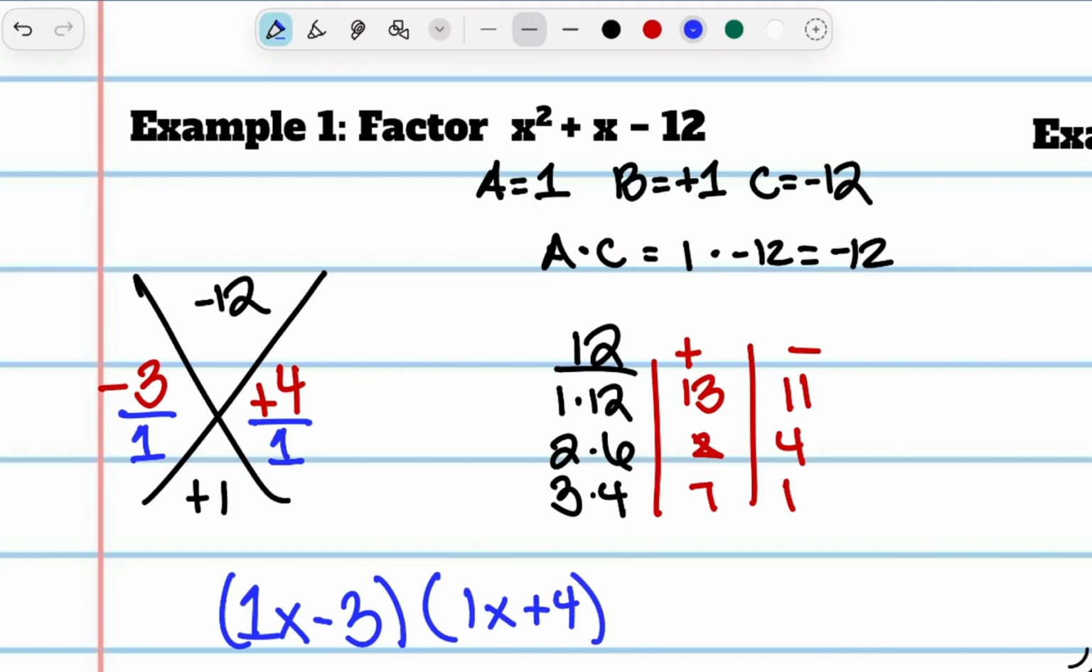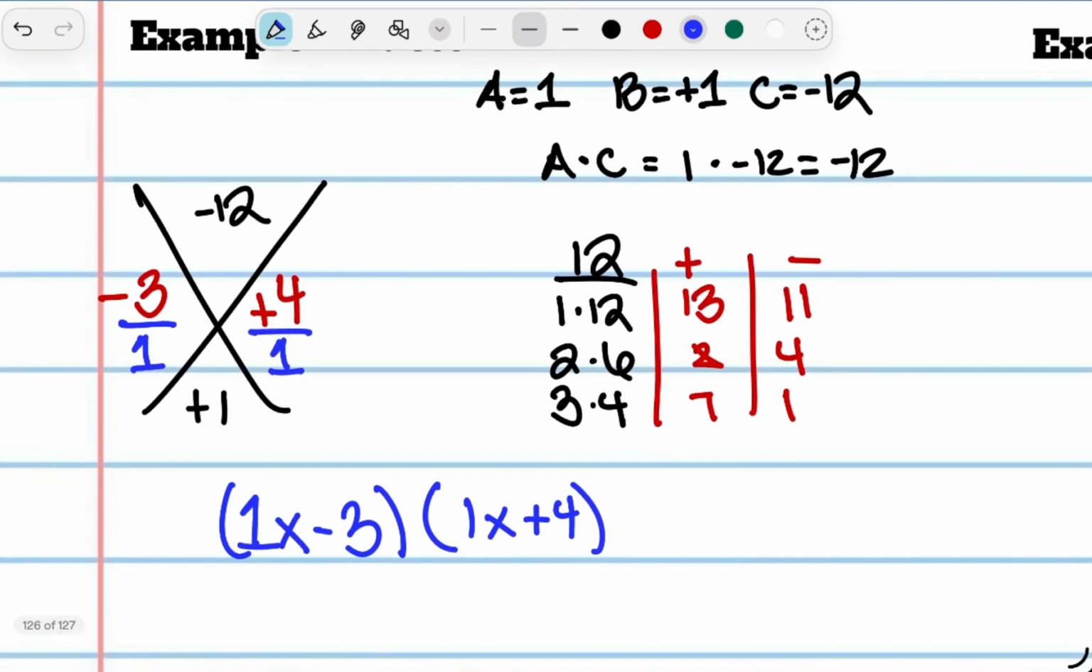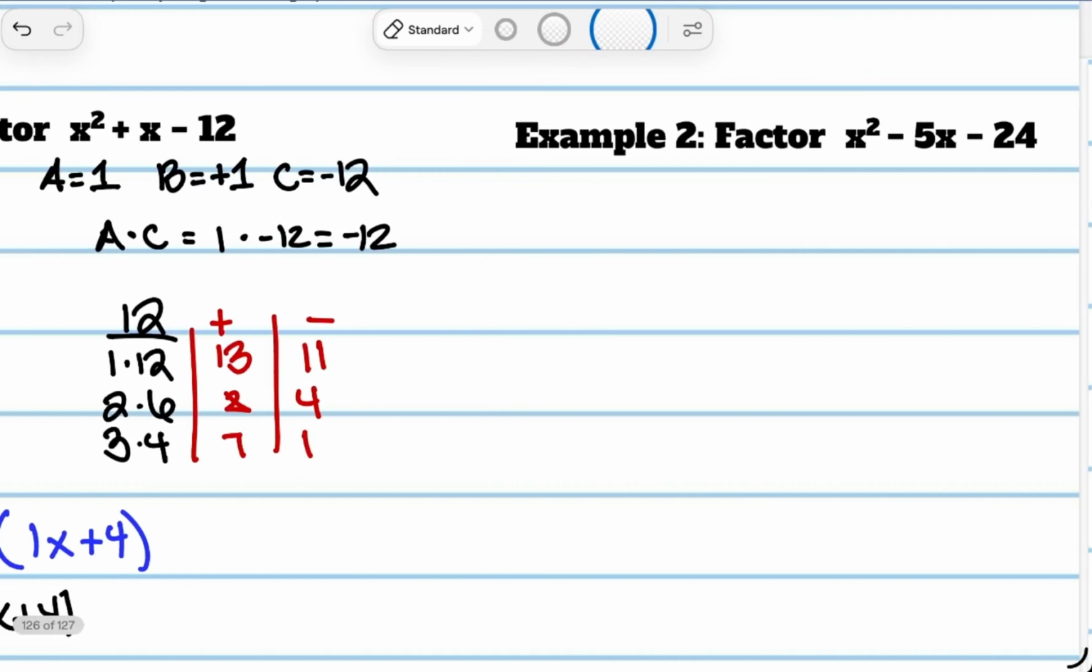So that means when we finish solving these, the two factors, when it is factored completely, will be 1x minus 3 and 1x plus 4. Now, it's not going to be written with the 1 in front. So we got to remember that when we actually see these, they're just going to be x minus 3 and x plus 4. All right, so now that is example 1 fully factored. Now let's move to example 2.